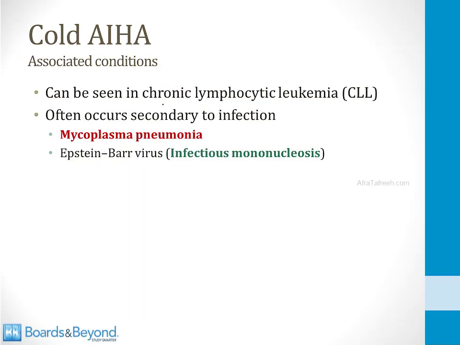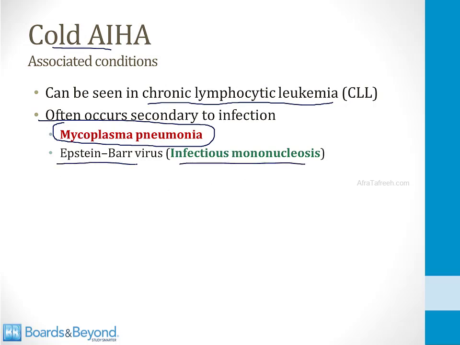Just like warm hemolytic anemia, you can see cold hemolytic anemia in CLL, but one of the most important places you want to think of this disorder is in patients who have mycoplasma pneumonia. This pneumonia infection is commonly associated with cold hemolytic anemia. You can also see it in patients who have infectious mononucleosis from the Epstein-Barr virus.